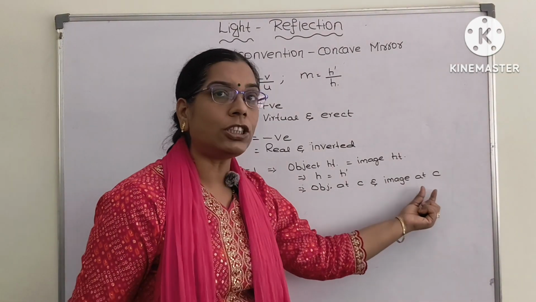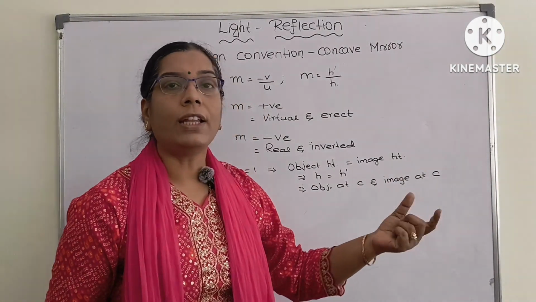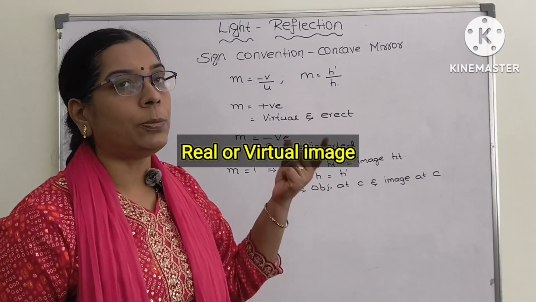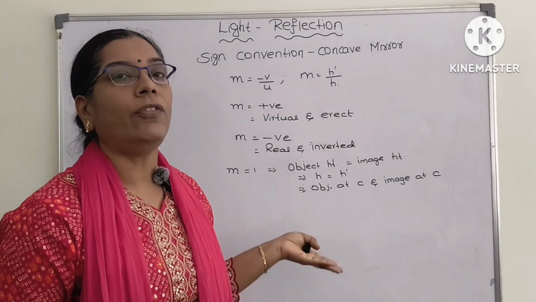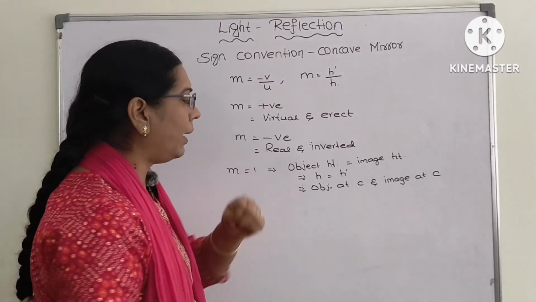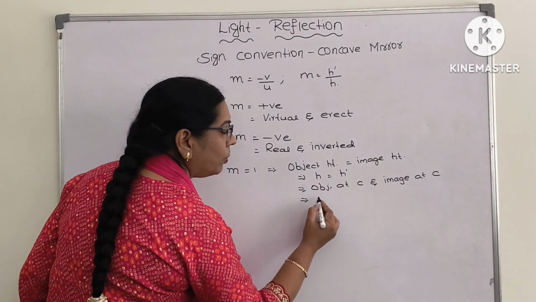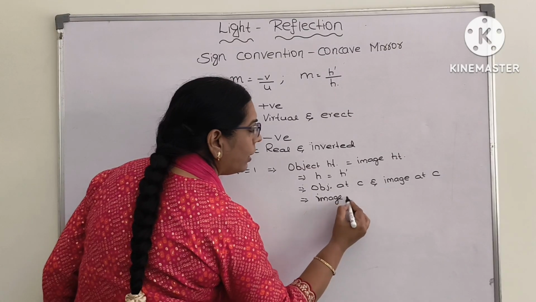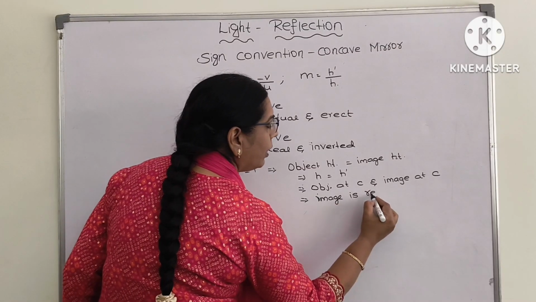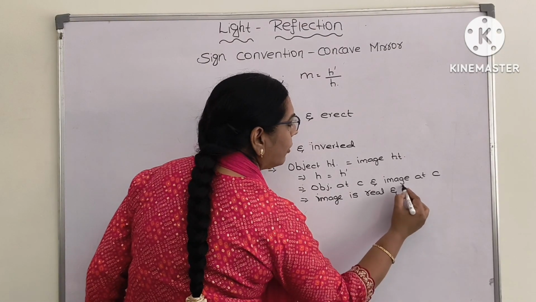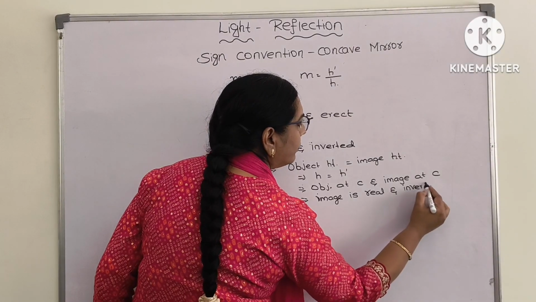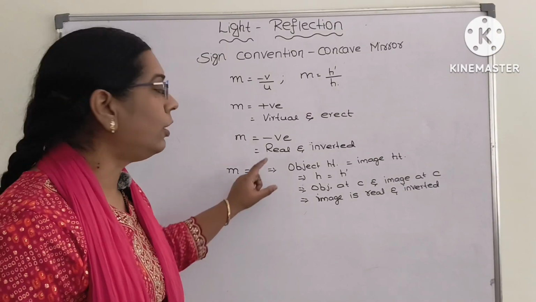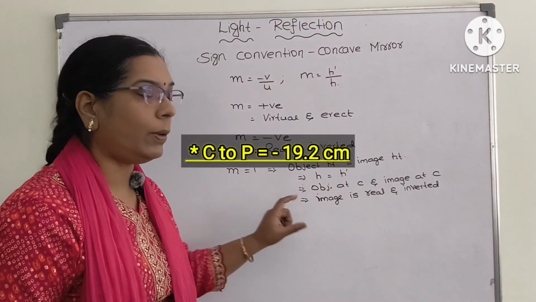And since the image is forming at C, what can you say? Is it a real or virtual image? Of course, it is a real image because C is only in front of the mirror, not behind the mirror. So the image is real and inverted. So just by the value that m is 1, you can derive so much meaning.